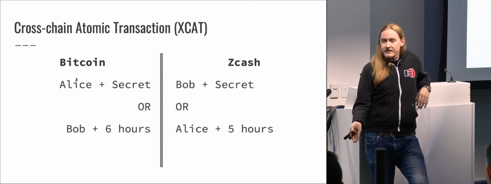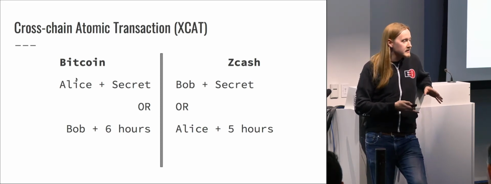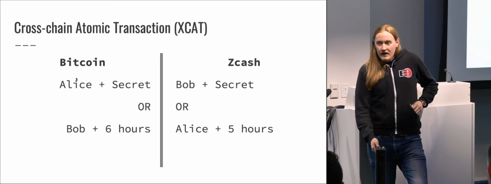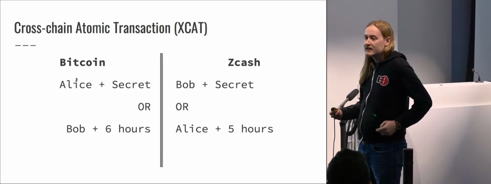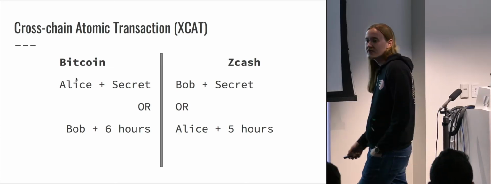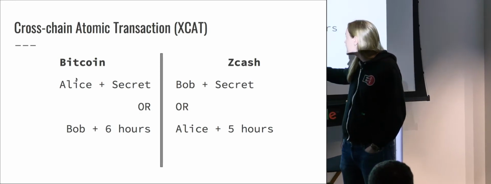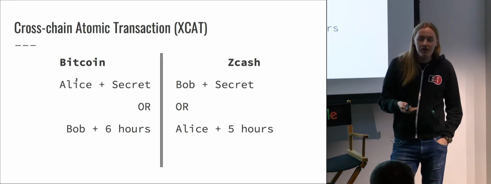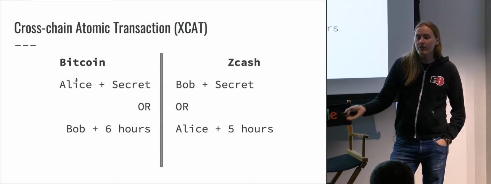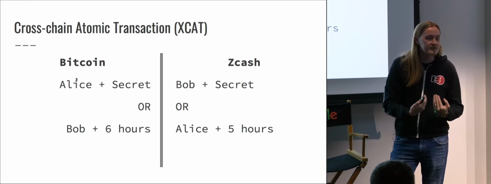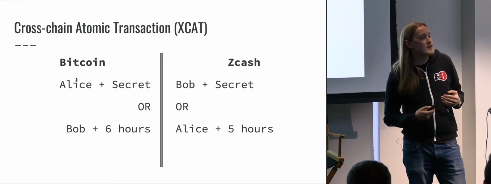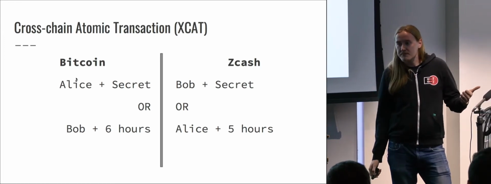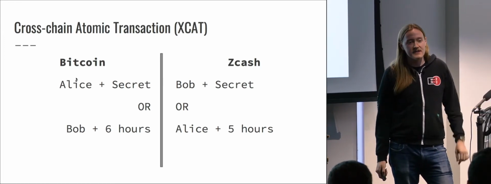If Bob reveals the secret, he can get the Zcash. If he doesn't, Alice gets her Zcash back after a certain amount of time. You can see that the time for Alice is a little shorter, so we know there's a window where Alice can get a refund and Bob can't. That's how we keep it safe. There's no situation where Bob can refund his Bitcoin and get Alice's Zcash.